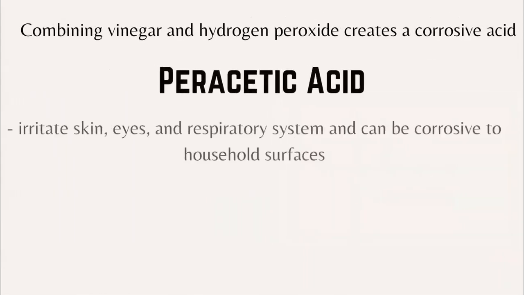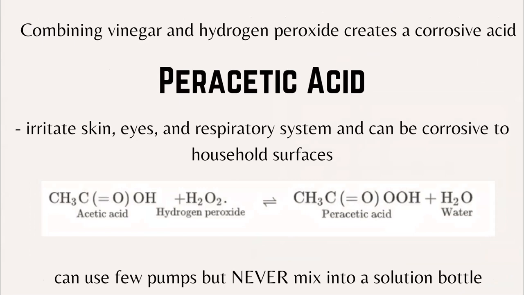So combining vinegar and hydrogen peroxide will create a corrosive acid, which is peracetic acid. It will irritate skin, eyes, and the respiratory system and can be corrosive to household surfaces. The equation will be CH3COOH plus H2O2. It will produce peracetic acid, which is CH3COOOH, plus H2O. It can be used by a few pumps, but we never mix it into a solution bottle.